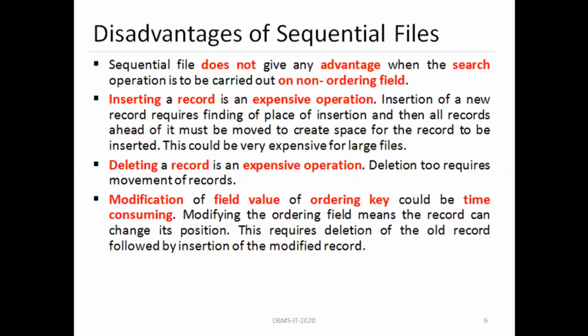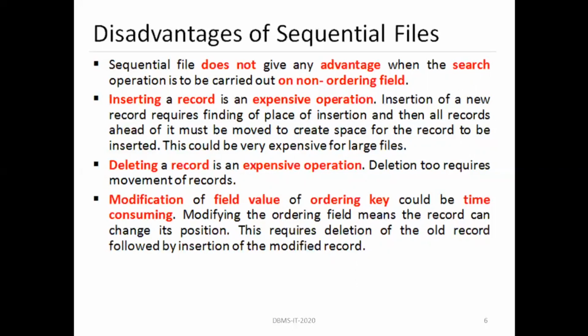Inserting a record is an expensive operation in the case of a sequential file, because a set of records have to be pulled out from the file in sequential order, then you have to place the record, and again place all the other records that you have pulled out back into the file. So it is a costly operation, and deletion of a record is also an expensive operation in this case, and deletion requires movement of records.